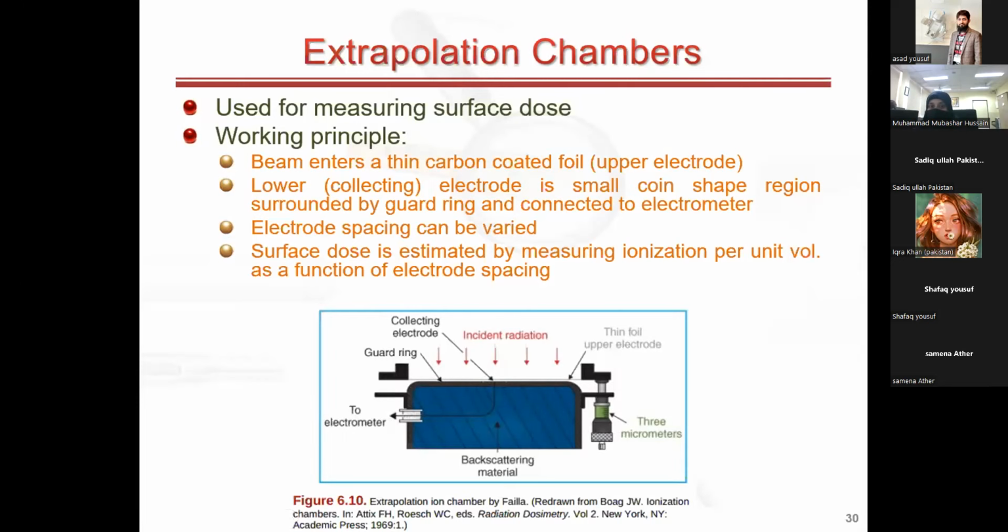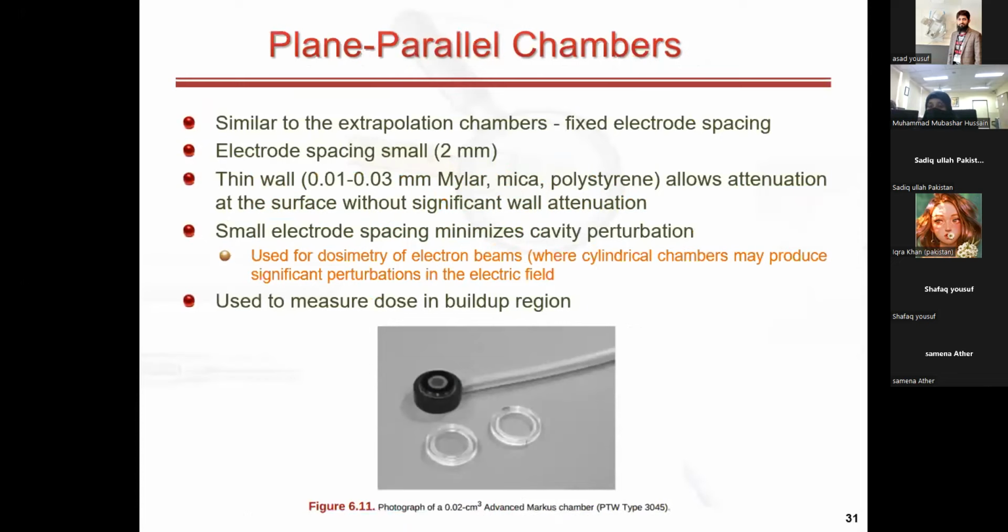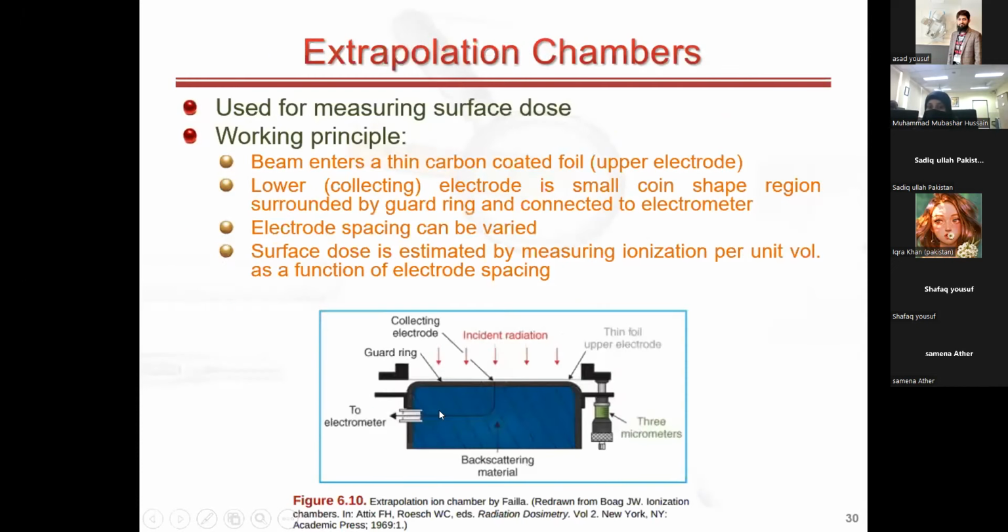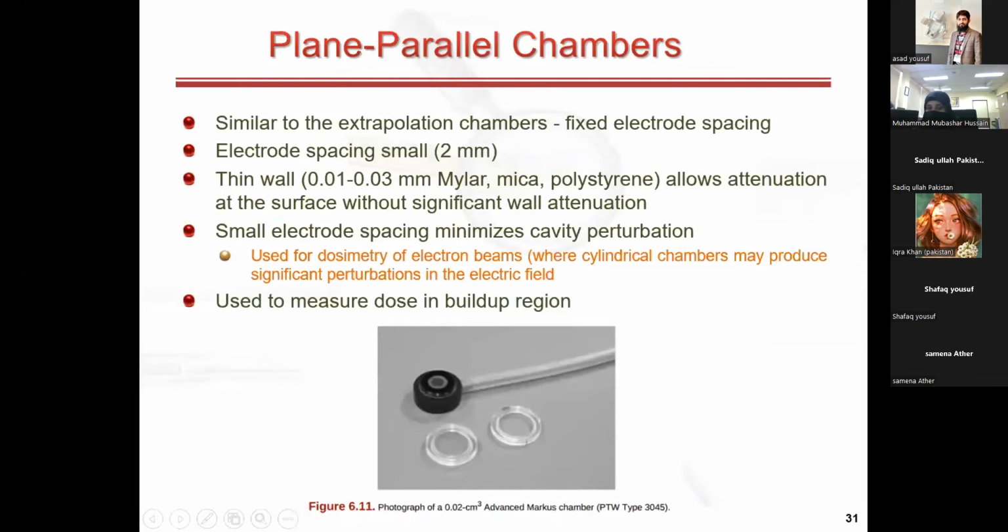So this is the working principle of extrapolation chambers. There is another type of special chamber called a plane parallel chamber. Its design is similar to the extrapolation chamber. The only difference is that the spacing between the two electrodes is fixed, and its spacing size is almost 2 millimeter.